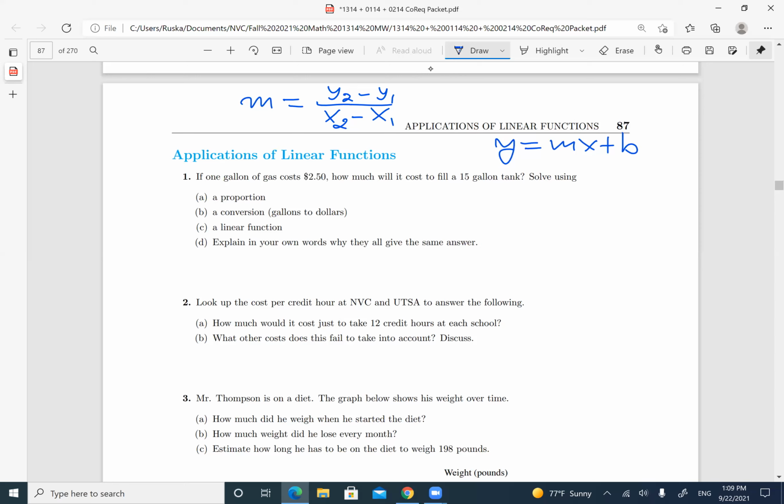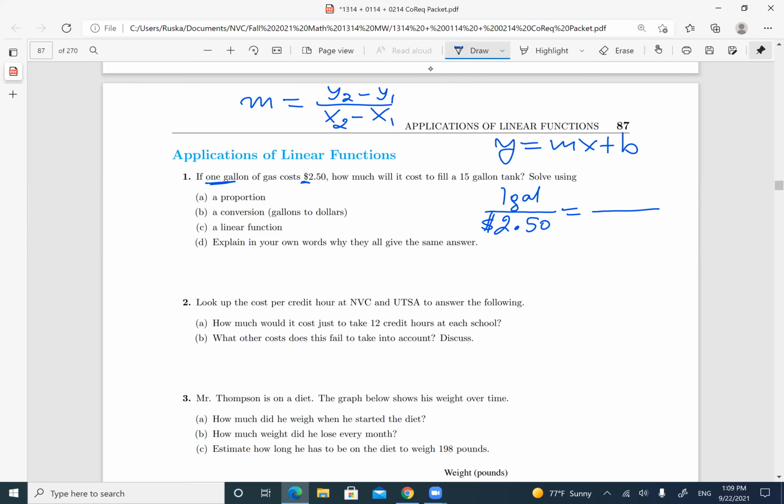So using proportion, how are you going to use proportion? You're going to make a ratio between two things, right? So here we're talking about the cost of gas, the money amount, and gallons. So 1 gallon, I'm going to make a proportion like this: 1 gallon, how much is it? $2.50. Equals, now I have to make sure I'm consistent with the units. If I put gallon in the top and the dollar amount in the bottom, I have to put it the same way on the other side of the equation.